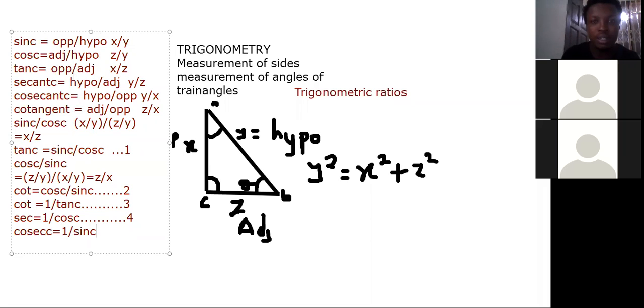So now let's try one work. If cos x is equal to 9 all over 41, determine the values of the other 5 trigonometric ratios. So they said cos x is equal to 9 all over 41. Sorry, is it 14 or 41? 41. Sorry, 41.